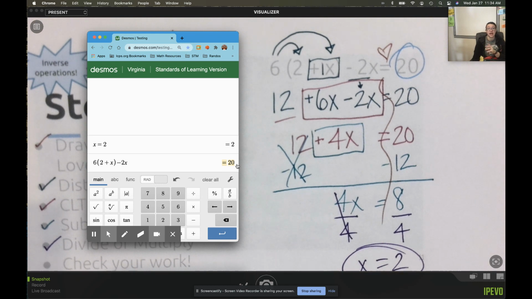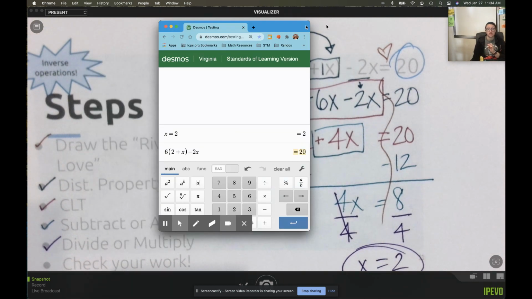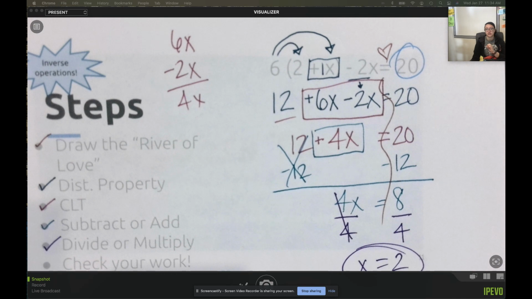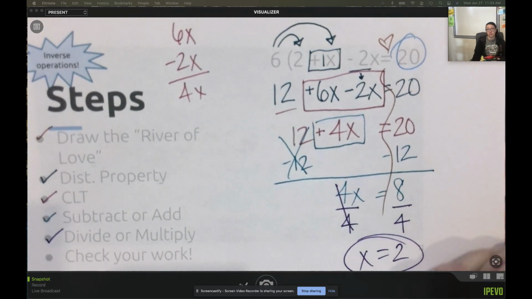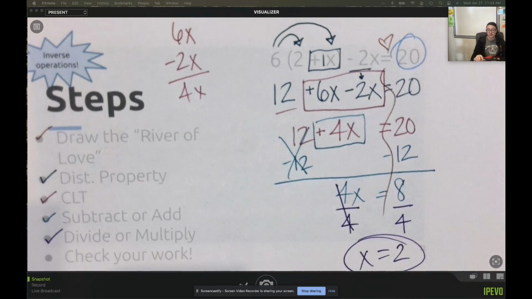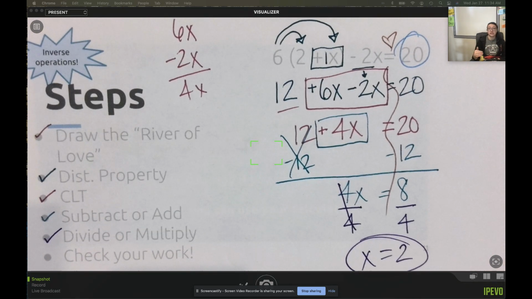There's a lot of steps here. Oh my goodness, there's so much going on. There's so many little things that we can get wrong. That's why it's important to show every single step of the way. That's why I like to use colors to help me see every single little step to make sure I didn't miss anything.